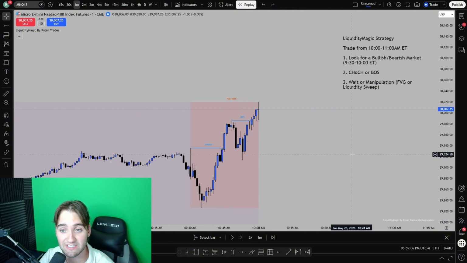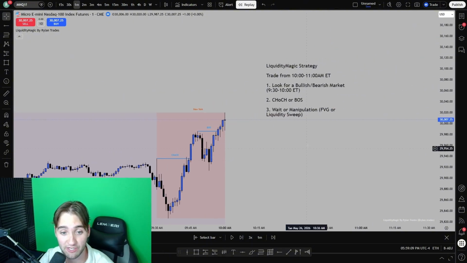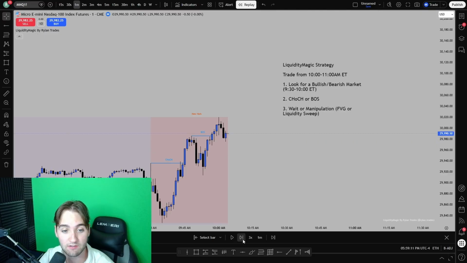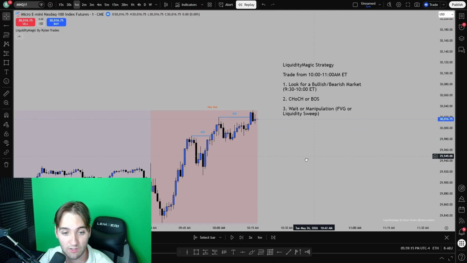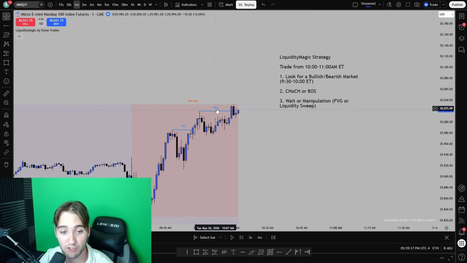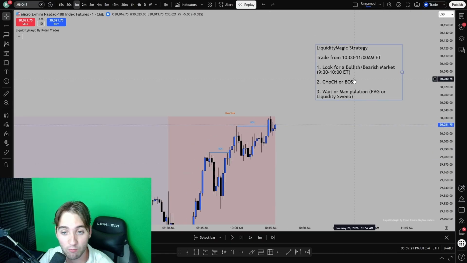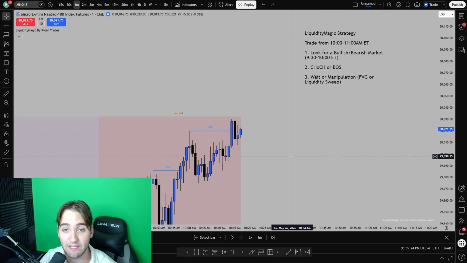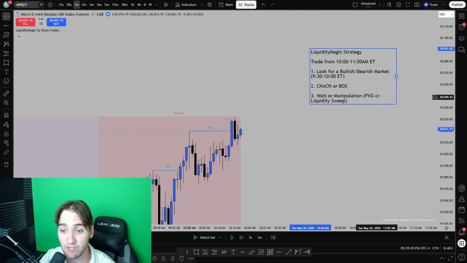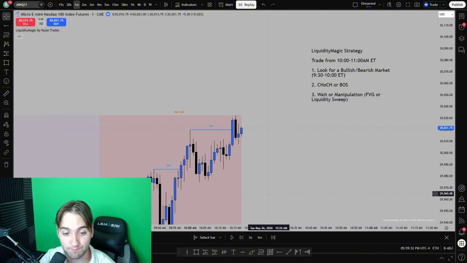Now we want to go ahead and see a break of structure or change of character. Let's go and see what price does. So we ended up making another break of structure. In this case, it's after 10 o'clock, so this one is valid. Now, what are we likely to see? Manipulation. What's our manipulation? A fair value gap or liquidity sweep.